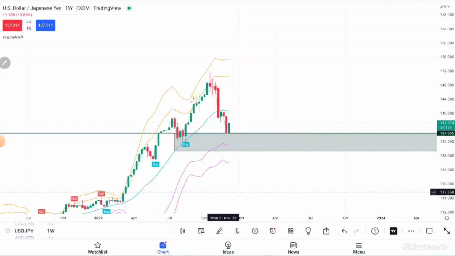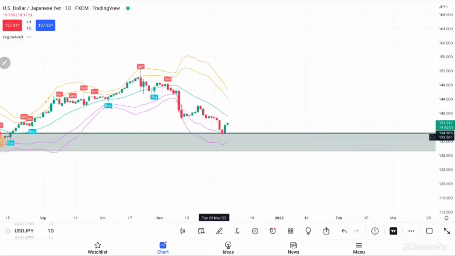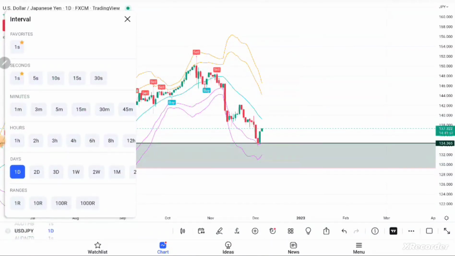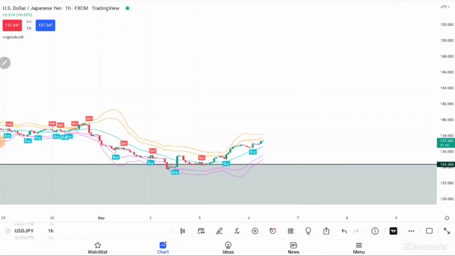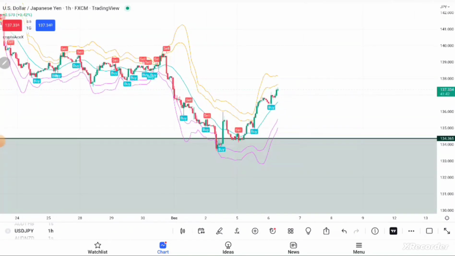Basically, I was waiting for price to go under 135, which it did. Okay, and then look for a short-term buy signal to the upside. Okay, that's what we got here. You can see as it came down under 135, we're getting a lot of buy signals here.